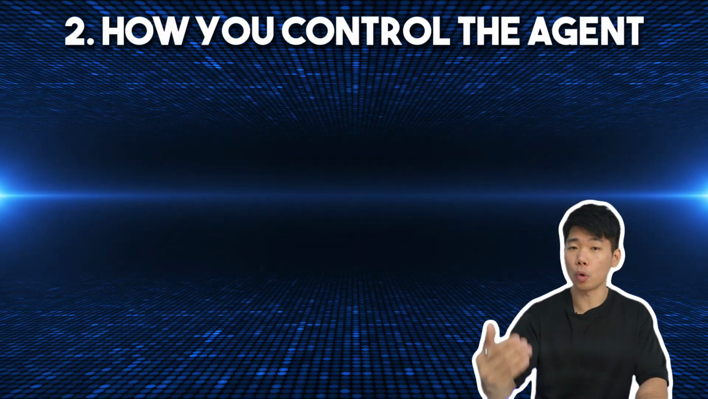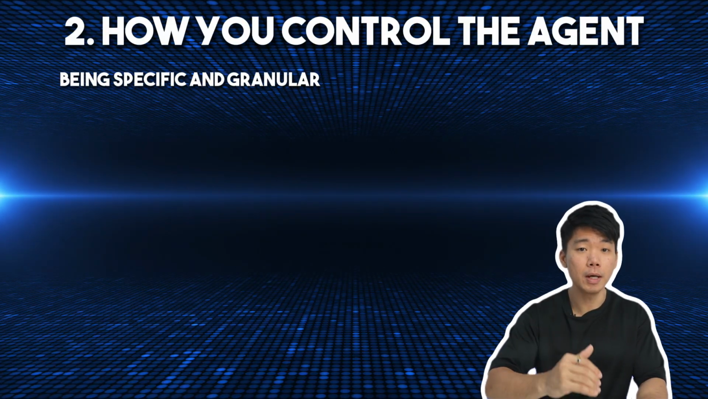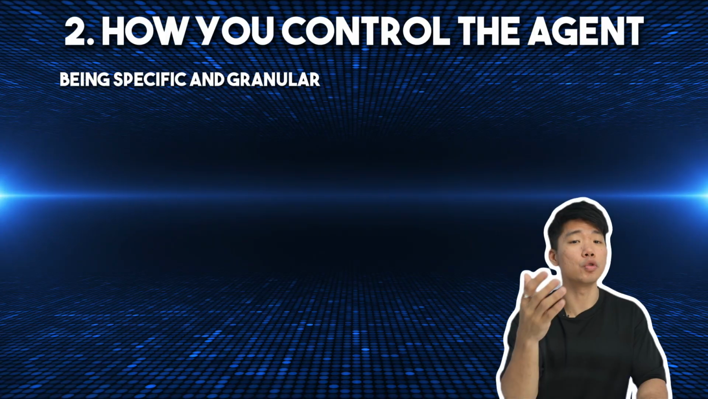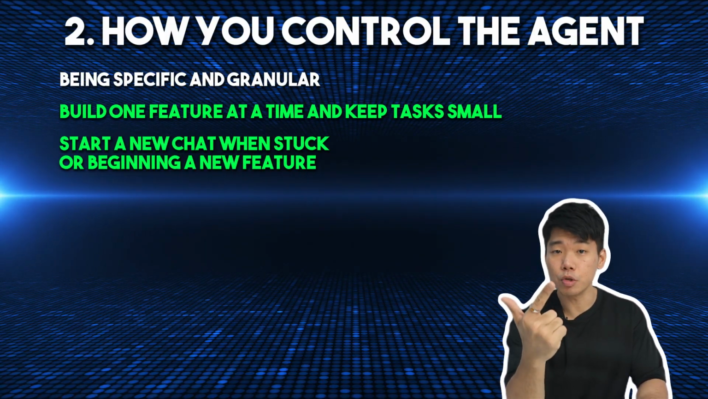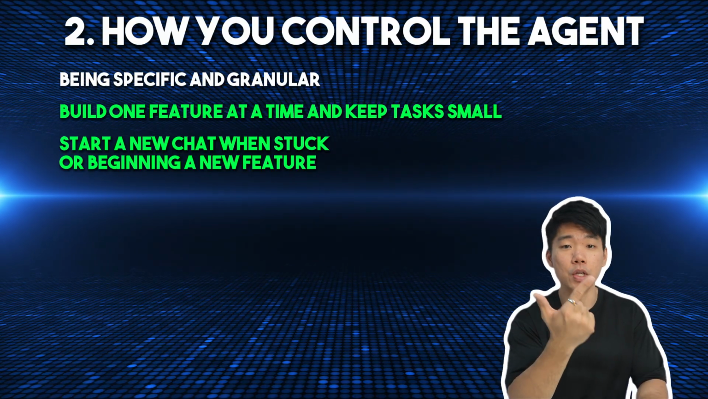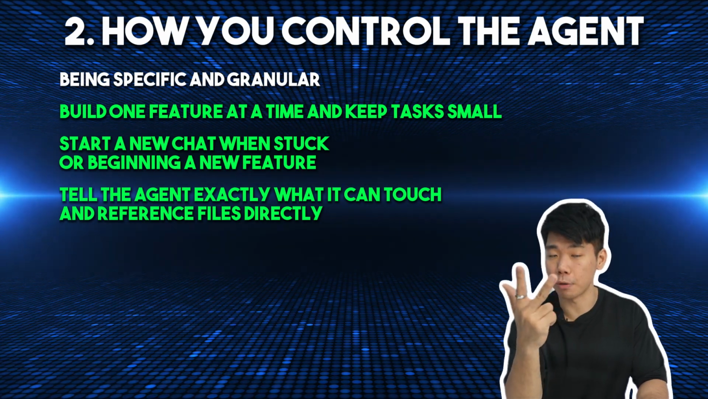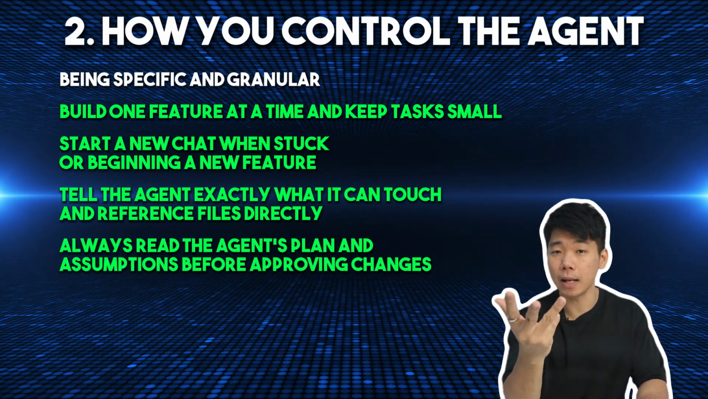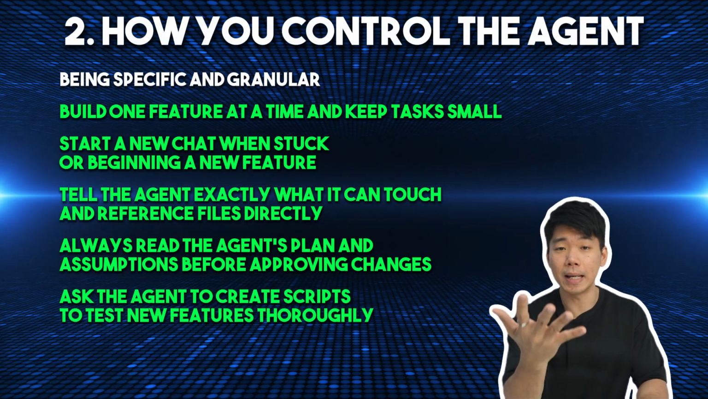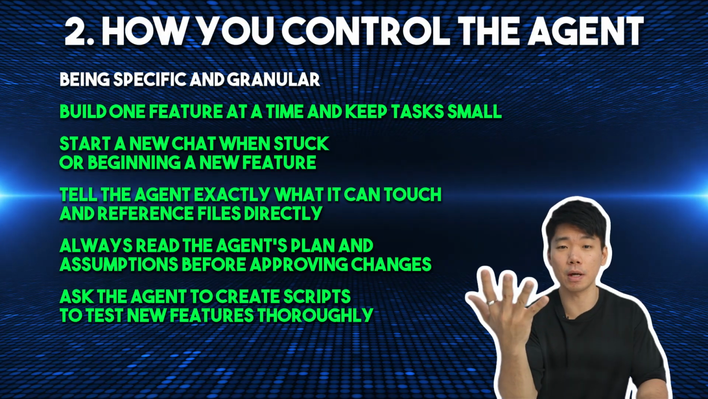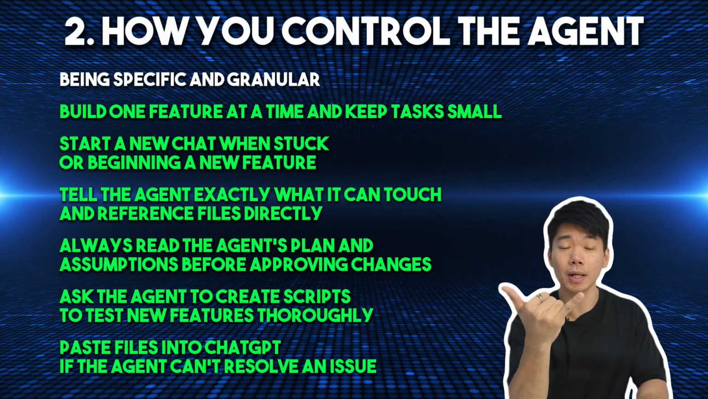Number 2, how you control the agent. Unsurprisingly, it's all about being specific and granular, and the community recommends you build one feature at a time and keep tasks small. Start a new chat when stuck or beginning a new feature. Tell the agent exactly what it can touch and reference files directly. Always read the agent's plan and assumptions before approving changes. Ask the agent to create scripts to test new features thoroughly. And best of all, just paste files into ChatGPT if the agent can't solve an issue.